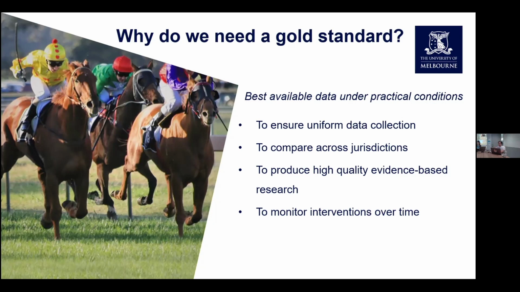The focus, as Ewan went into, is that we don't need to collect everything. We need to figure out what are the key measures to collect at this point in time, and we can add to them over time. But I don't think we should start out with a big data fishing expedition. So what do we have now? What is the best available data under practical conditions? And we need to keep circling back to that.